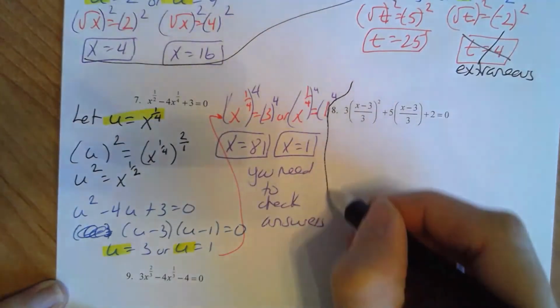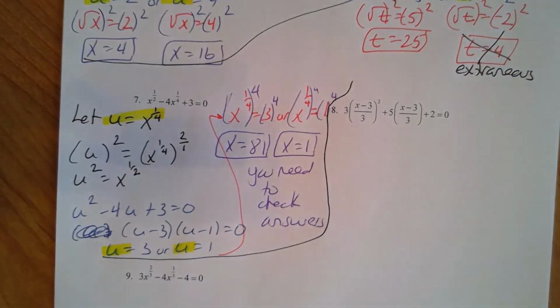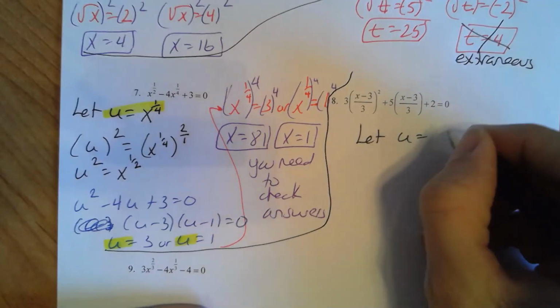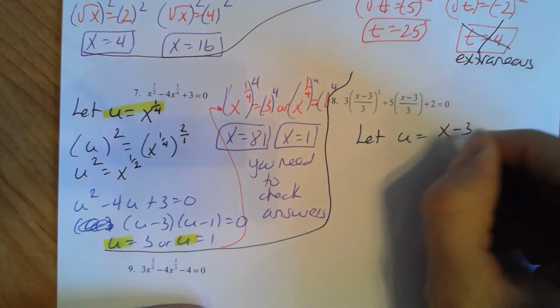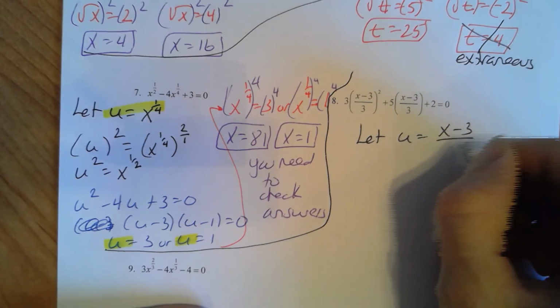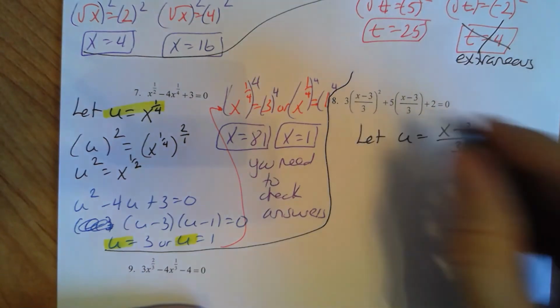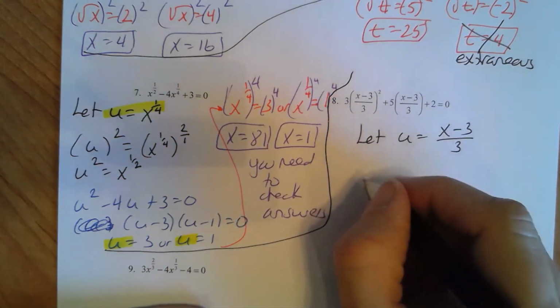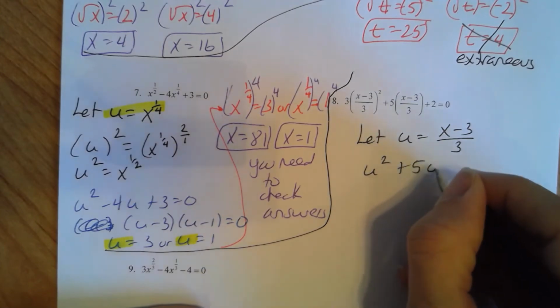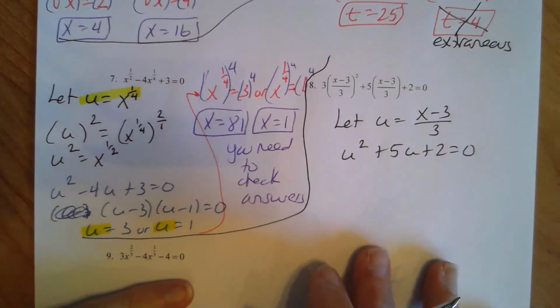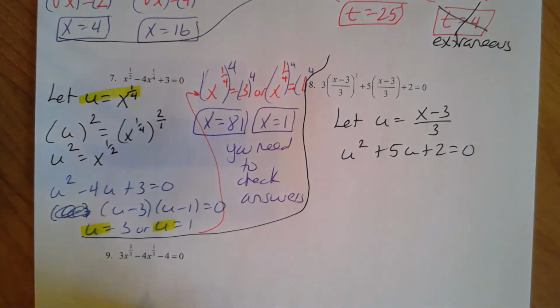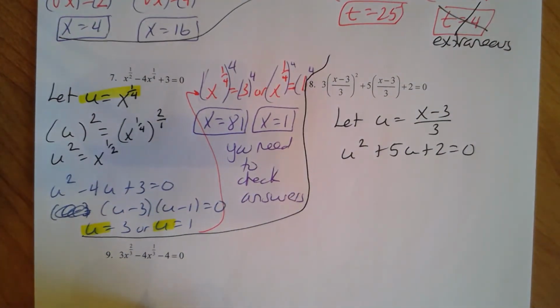All right, number 8. I don't know why I said 3. Number 8, we have 3 parentheses plus 5 parentheses plus 2 equals 0. So right off the bat, you see parentheses. We're going to let u equal what's inside parentheses. So plugging in for u, we're going to get u squared plus 5u plus 2 equals 0. At this point, guess what? Not factorable. So we're going to have to use the quadratic formula.